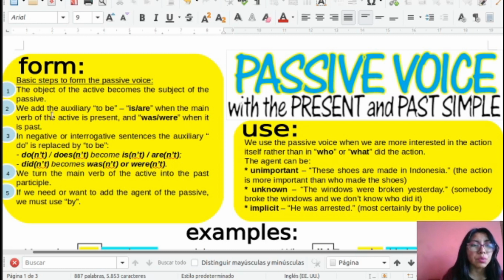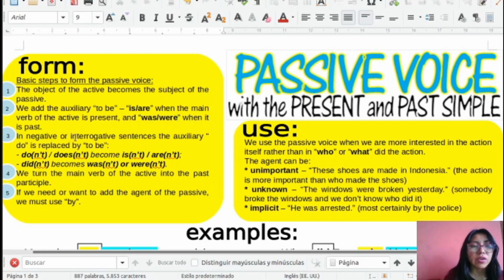The number 2, we add the auxiliary to be: is, are, was, were when it is past. So we are going to use that. Is, are for the present, was, were for the past. So we are going to use that, okay? Was and were in order to form the passive voice.